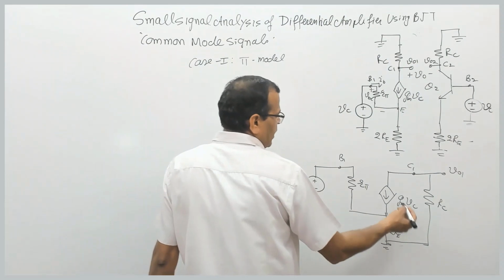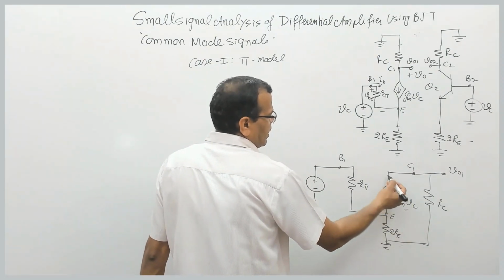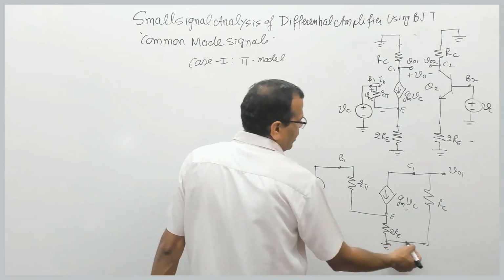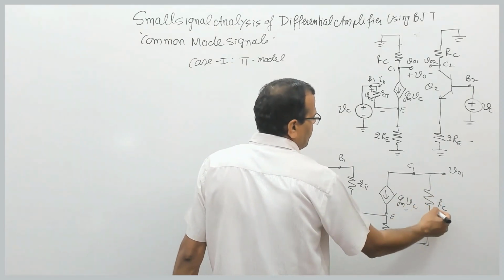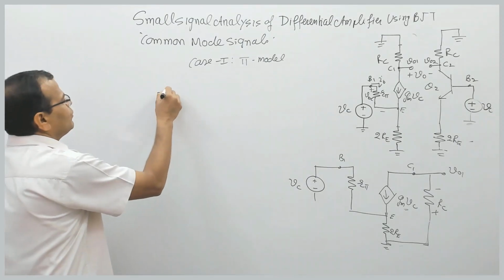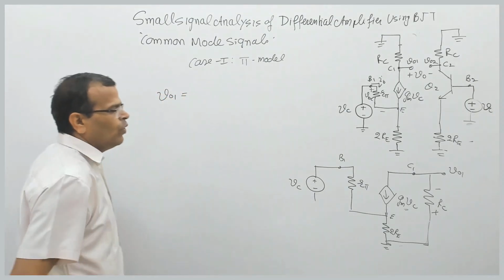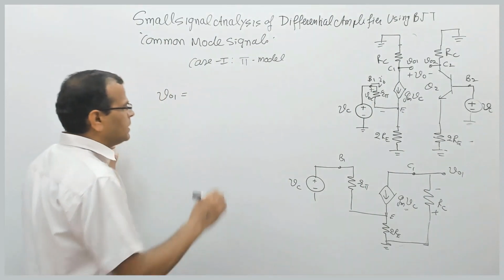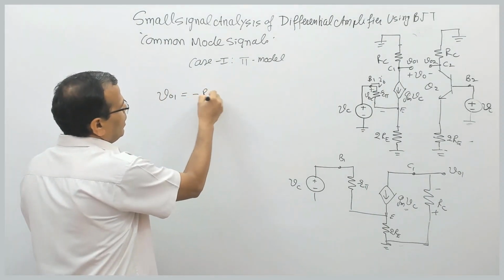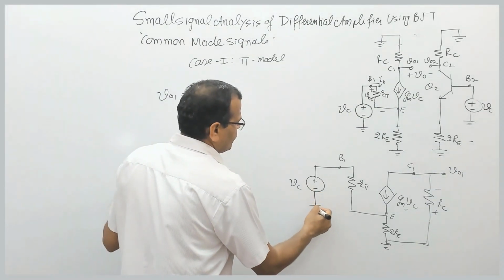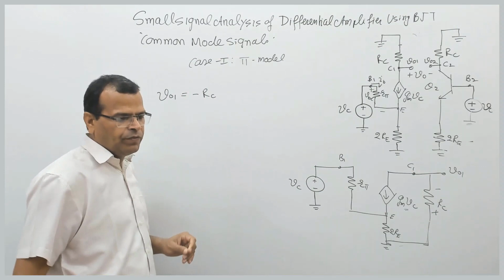So you can see here this dependent current will be passing through 2RE, going back to RC and will come back. So this is plus, this will be minus. So the output voltage V01 will be equal to, please see it carefully, minus of RC, and this is ground, that will be ground. Fine.